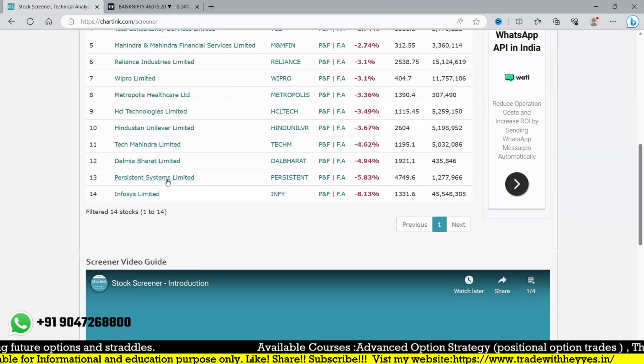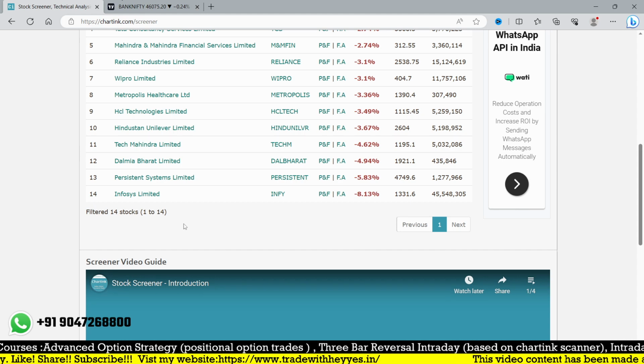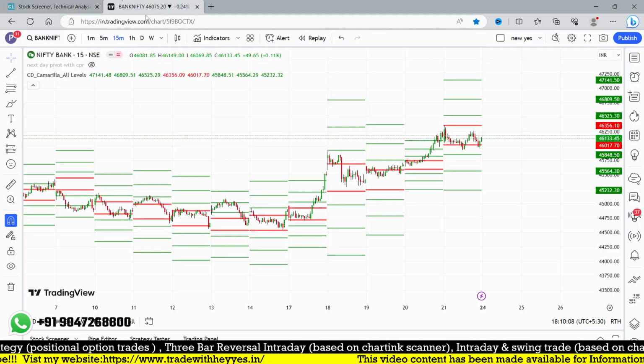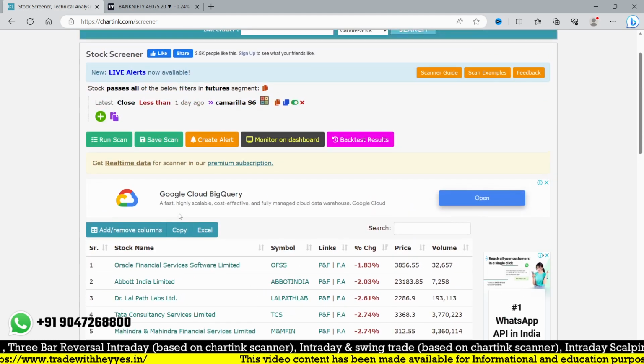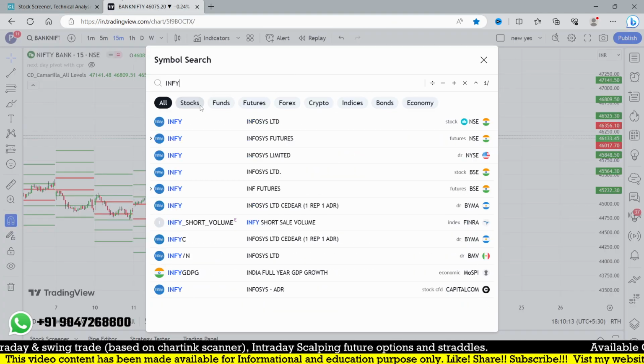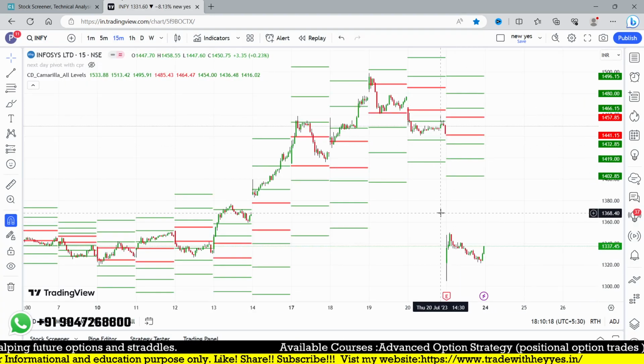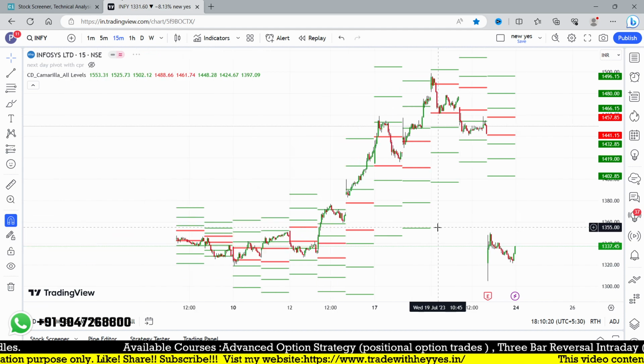I think we got a lot of stocks: Infosys, Persistent, Dalmia Bharat, Tech Mahindra. A lot of stocks will be less than Camarilla S6. Let me go for Infosys. That should be the grade one. Yes, it's due to that gap down. We don't get it.